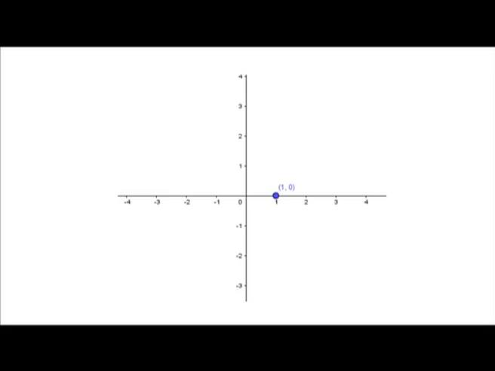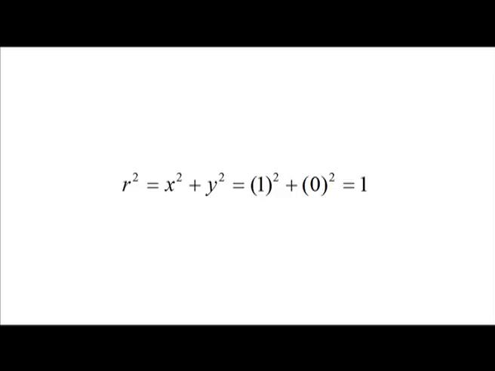Polar coordinates corresponding to the Cartesian coordinate (1, 0) is (1, 0) itself because of the following observations. Theta is equal to 0 since the point lies on the polar axis. Also, r square is equal to x square plus y square, which is equal to 1 square plus 0 square, which is equal to 1, which implies r is equal to 1. Hence, one value of (r, theta) is (1, 0).